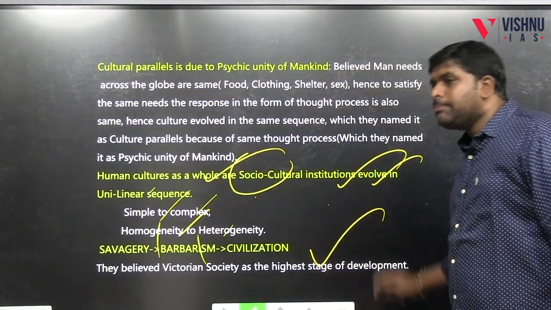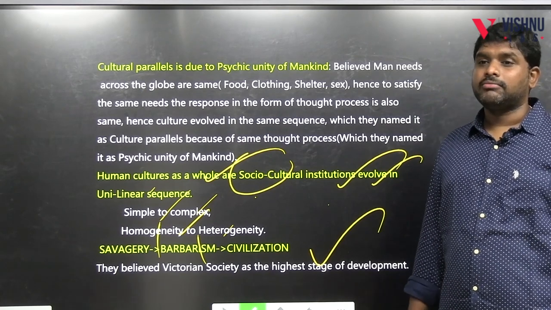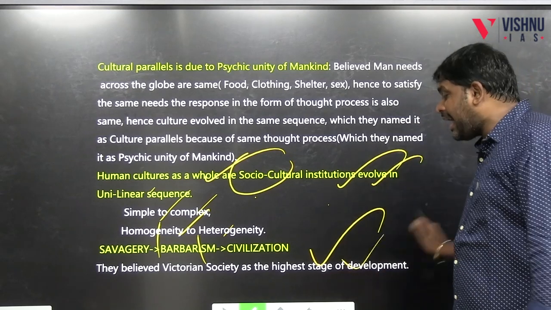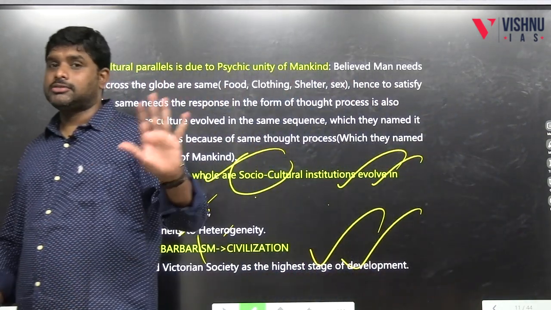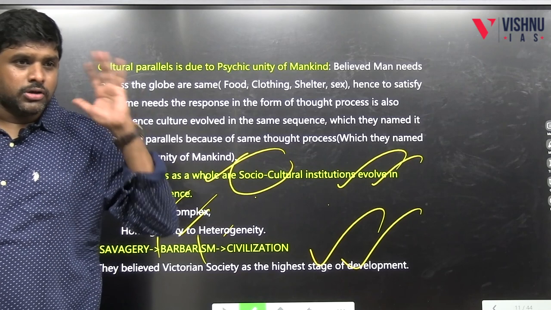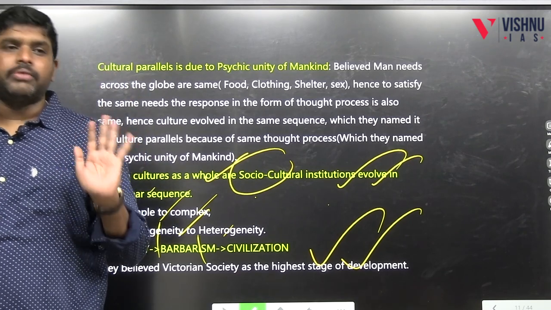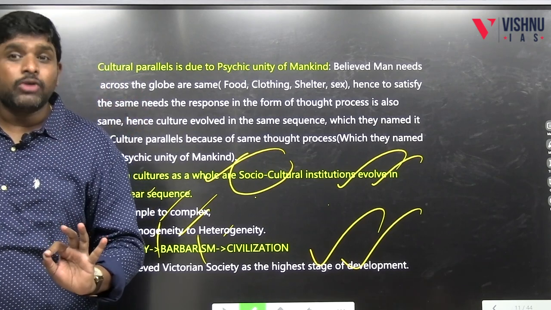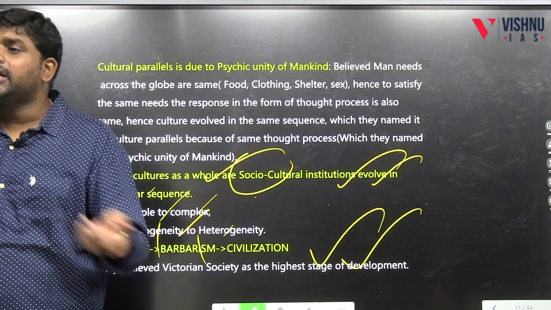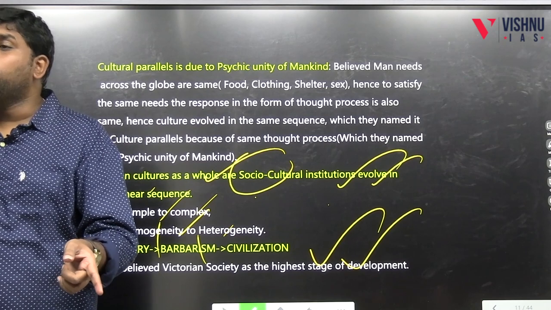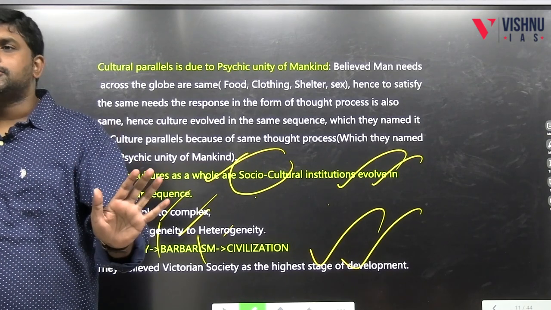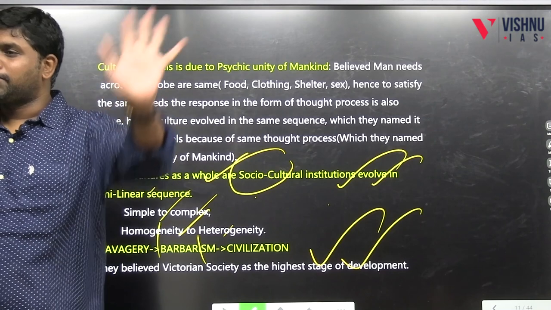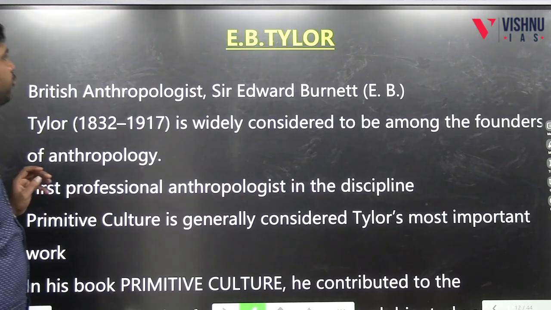Last concept. Whatever it may be, a white man is a white man. He showed his superiority. Finally, what did he tell? They believed Victorian society was the highest stage of development. Yes, white man's racial superiority is a psychological myth, but one thing is there, we are developed. Victorian society is the highest stage of development. So indirectly, what are they telling, who are civilized? Victorian society. Who is Victorian society? British. And America was colonized by whom? British. Who are living in America? British. So the highest stage of development is British. So finally they told that a white man is white.